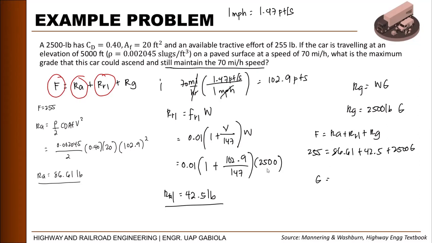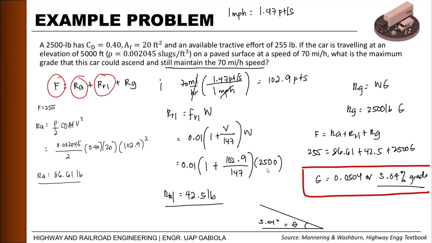So that is 0.0504 or gagawin natin percentage times 100. So kailangan natin ng 5.04 degrees na grade para ma-maintain yung speed natin. So ibig sabihin, yung elevation ng roadway natin, dapat siyang 5.04 yung inclination niya. Yun yung ibig sabihin niya doon. Okay? So ito yung sagot na natin for this problem.